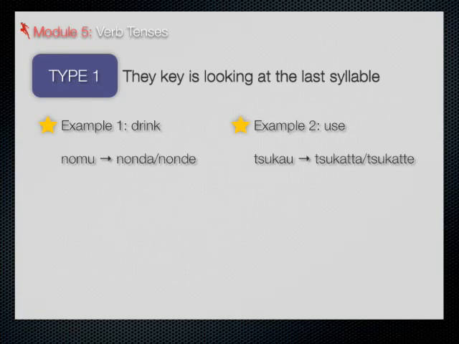So if you can imagine pulling on a rubber band, building some tension, and then letting it go, that's kind of what that double T represents. And you'll see that a lot in Japanese, so keep that in mind. So let's look at another example.